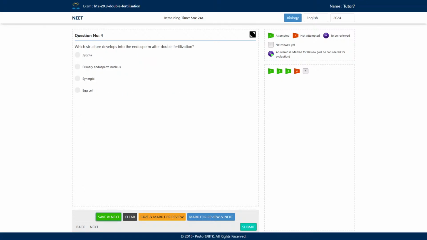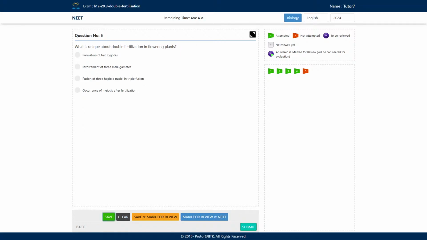Which structure develops into the endosperm after double fertilization? Let us see the options. A, zygote. B, primary endosperm nucleus. C, synergid. And D, egg cell. Which structure develops into the endosperm? Second, PEN, primary endosperm nucleus. Very good. So we will opt for this as our correct answer, save, and move to our next question.